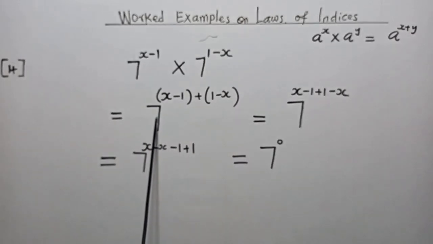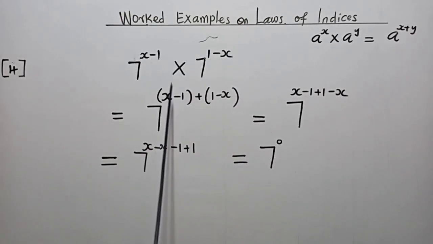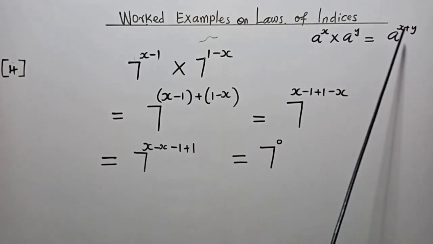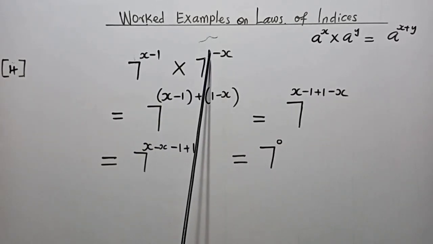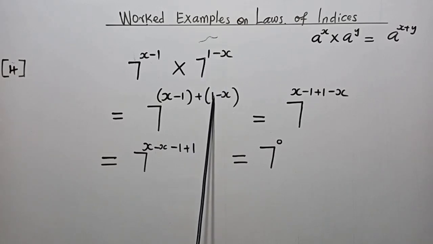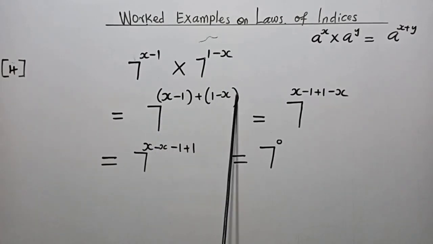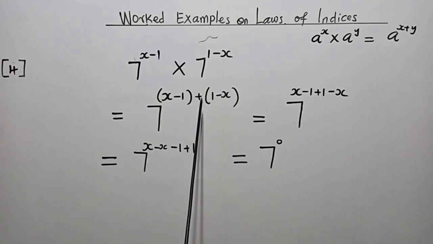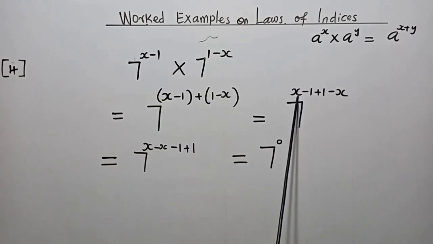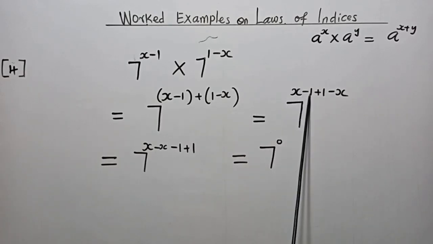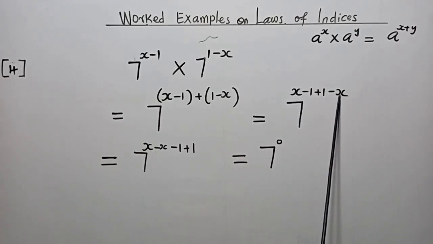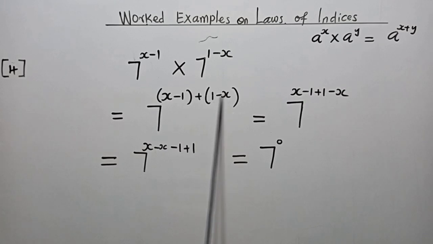That will be 7 as a common base to the power x minus 1 plus, that is the plus here, and then 1 minus x, see it here. If you open these brackets with 1 each, beside each bracket, you're going to see that the result is 7 raised to the power x minus 1 plus 1 minus x. I hope you know how this became this.